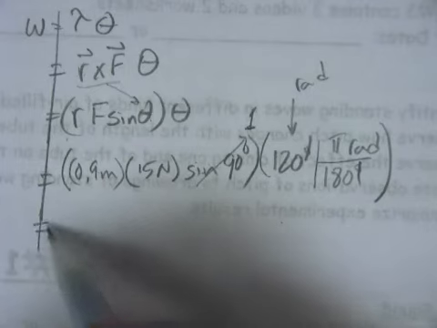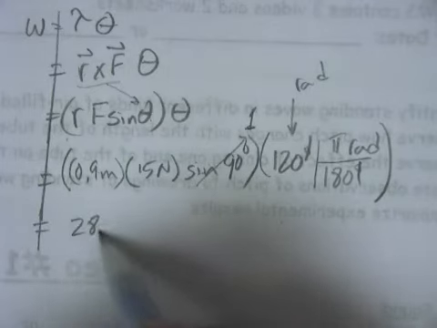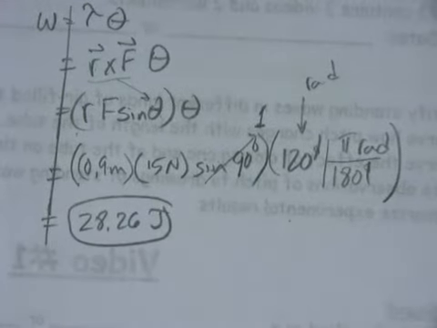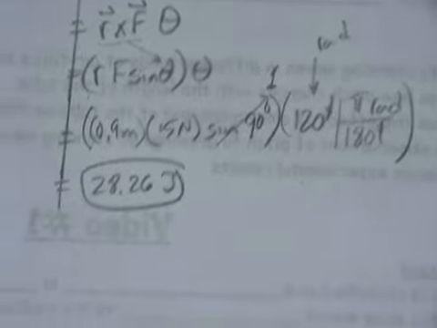So here it is. I think if I do it, you can double check on the calculator here. It should be 28.26 joules. Now, part B asks for the power delivered.